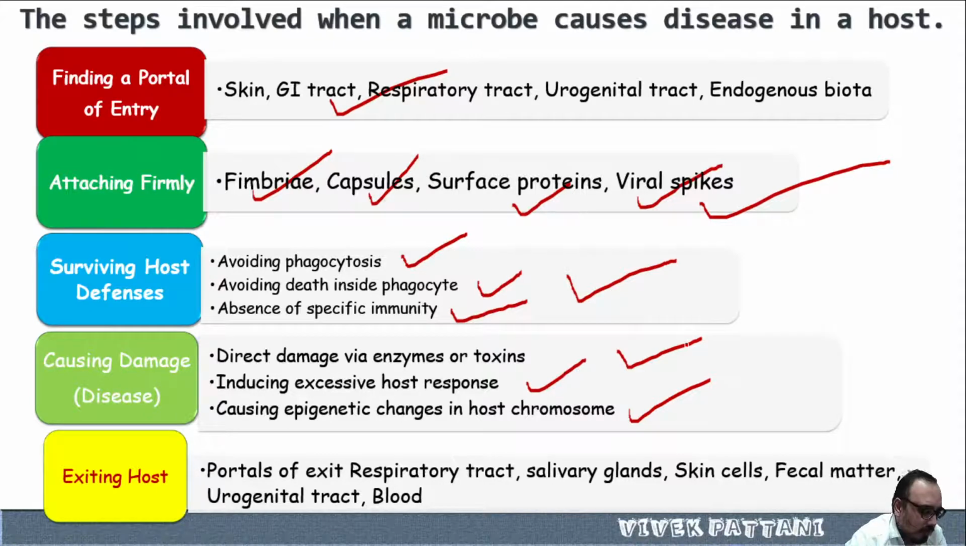And finally, in order to infect other individuals, it needs to exit from the host. So the final stage is exiting the host. Portals of exit such as the respiratory tract, salivary glands, skin cells, fecal matter, urinogenital tract, and blood may be the exit points of a particular pathogen. It may differ with different types of pathogens.